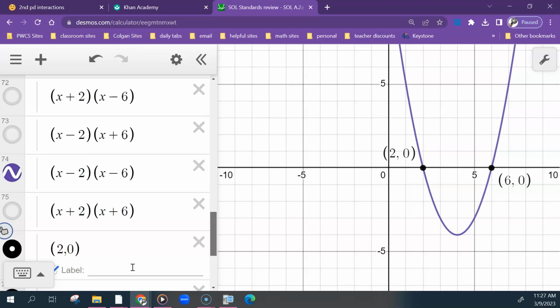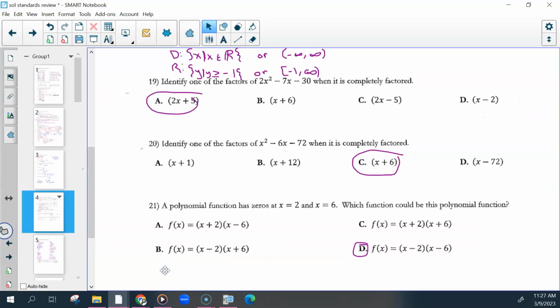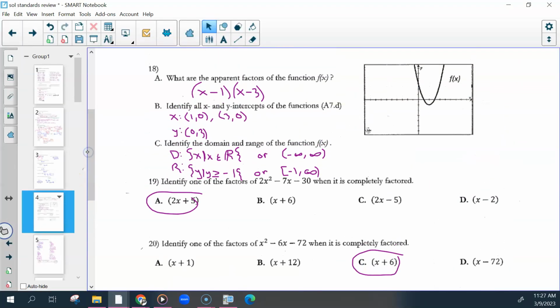Questions on any of those? Anyone need me to go back to any of the problems so you can write down answers? Anyone else need me to go back to any others?